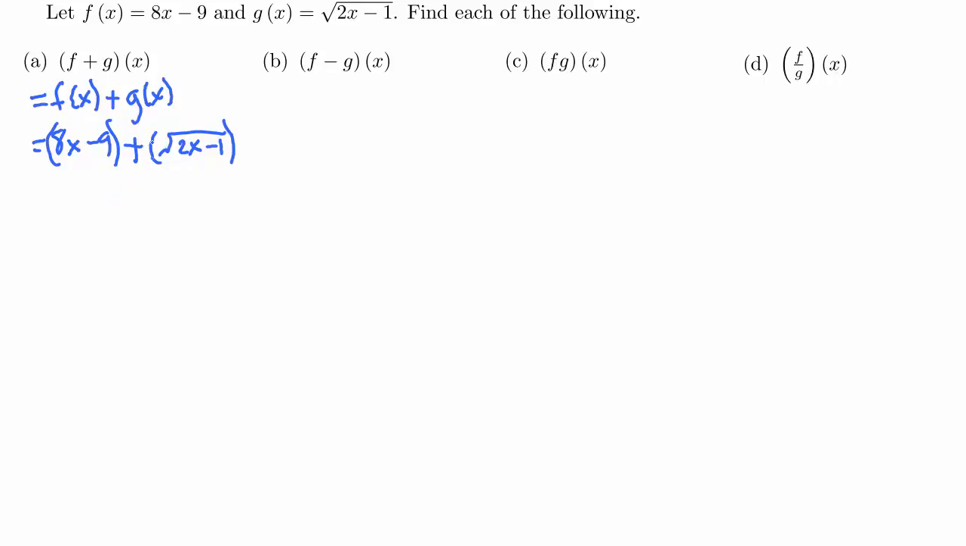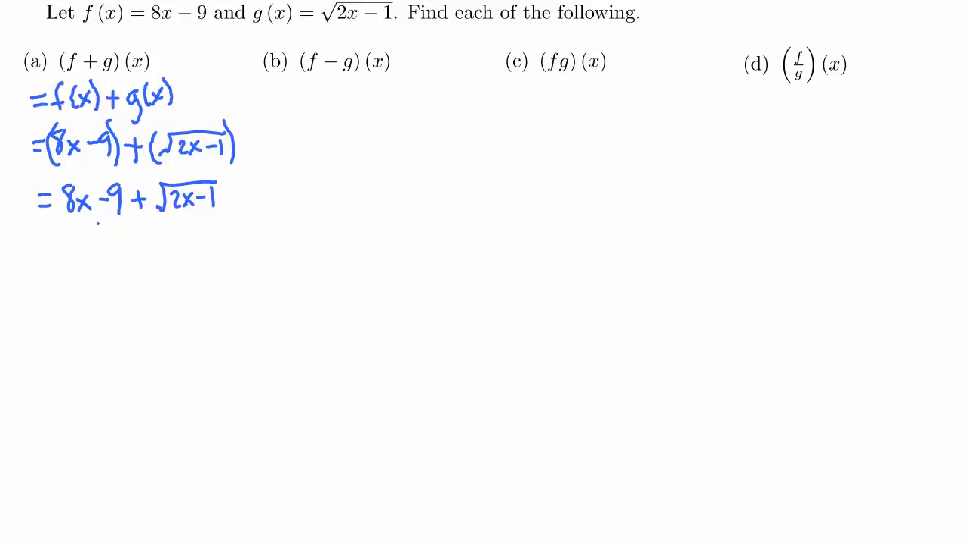Now, because it's addition, I don't need to distribute anything, and I do not want to multiply this because it's addition. And because it's addition, I can drop the parentheses. That gives me 8x minus 9 plus the square root of 2x minus 1.